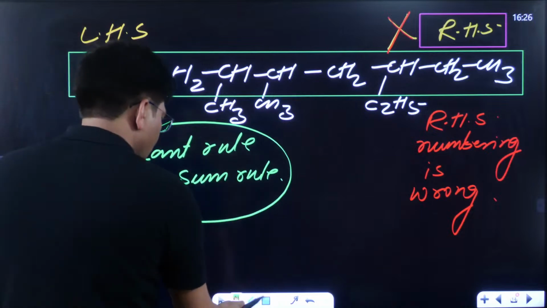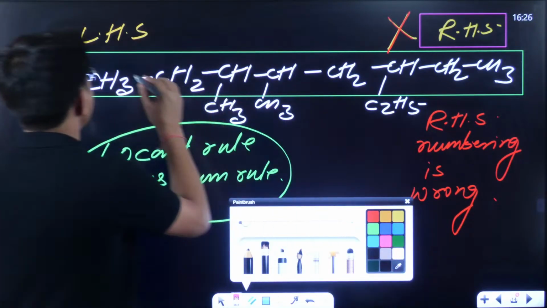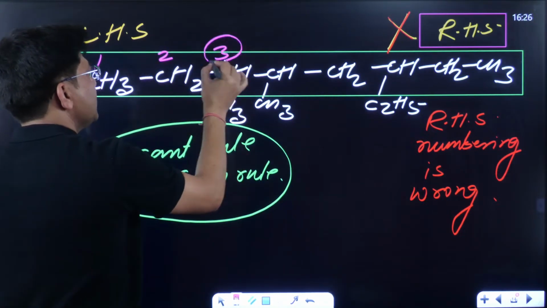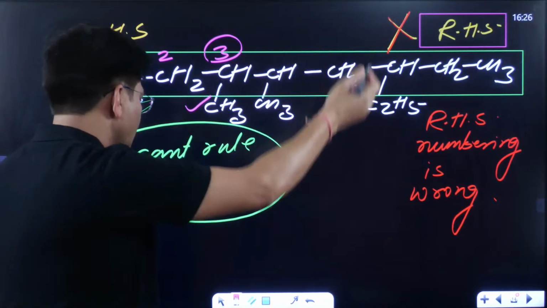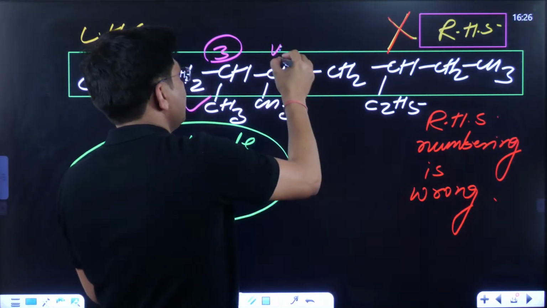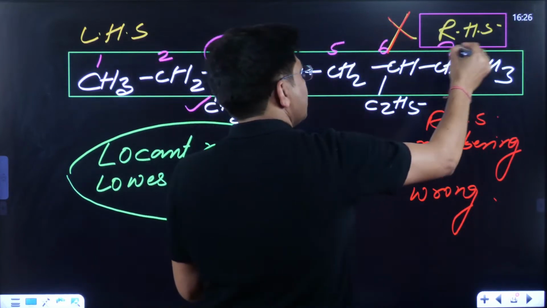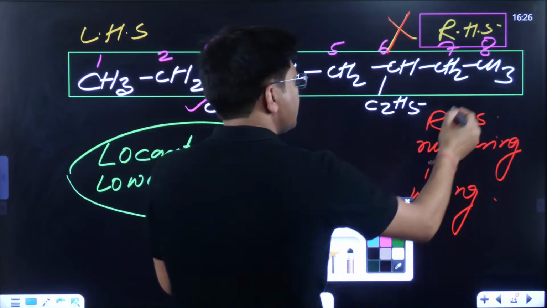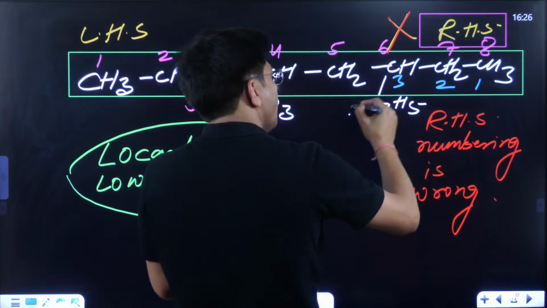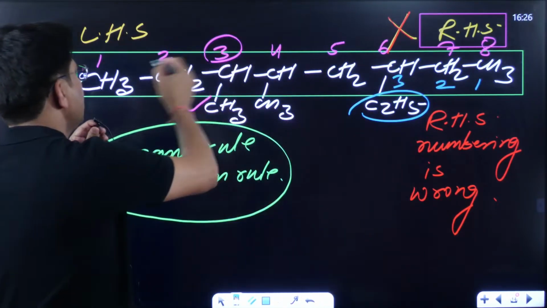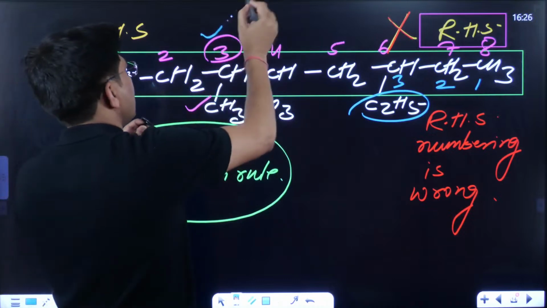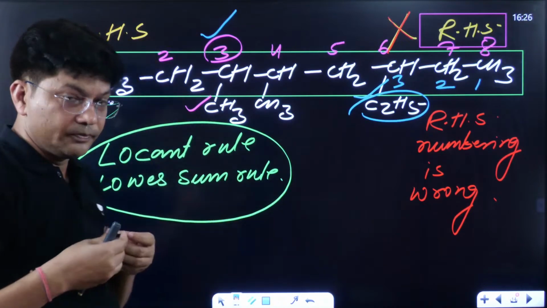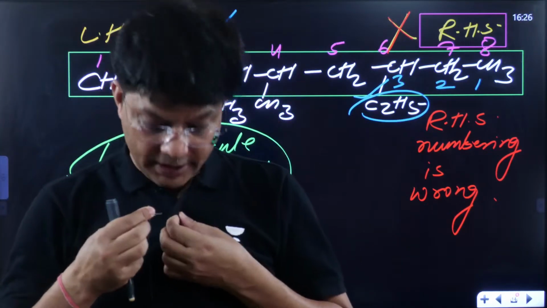See to it. If I do the numbering from this side, 1, 2, 3, the third carbon is the substituted carbon. Let me count 3, 4, 5, 6, 7, 8. Now, if I am doing the numbering from that side, 1, 2, 3, third carbon substitution. If I am going from the left hand side, third carbon substitution. If I am counting from the right hand side, third carbon substitution. So, what happened over here, kids?